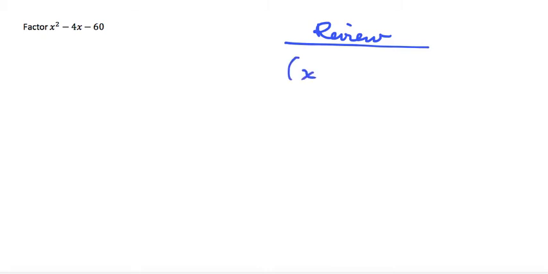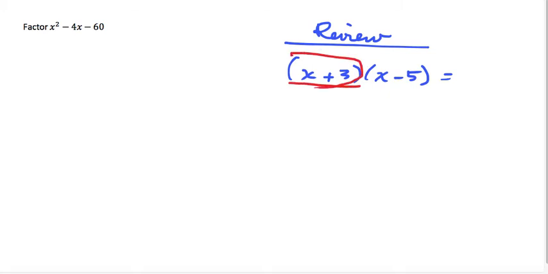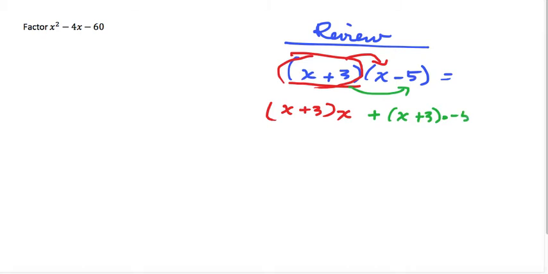So let's say I have an expression like (x + 3) times (x - 5), right? And if I were to distribute this, I'm going to take this whole group here and multiply it by x. So that's going to give me the quantity (x + 3) times x, and then take that same group and multiply it by the negative 5. So that's going to give me (x + 3) times negative 5.